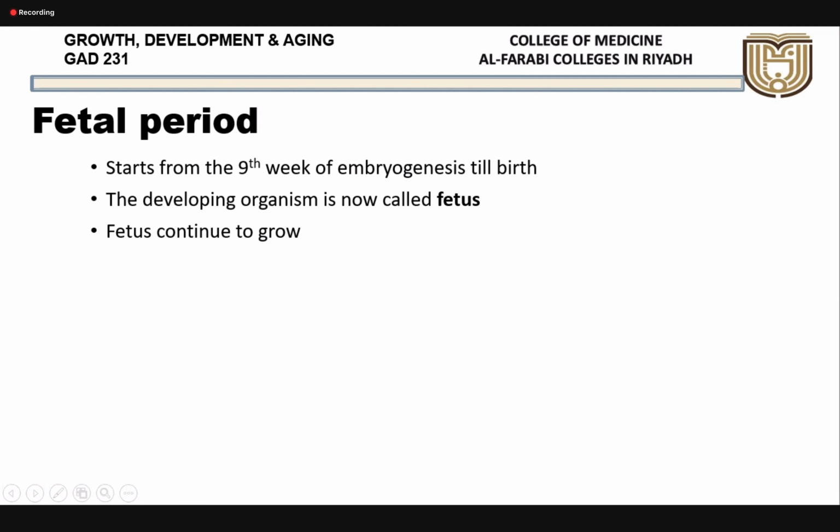The first 3 weeks will be the germinal period. Starting from the 4th to 8th week will be the embryo. Now it is called the fetal period, starting from the 9th week till birth. Okay, so this is the fetal period. Now we will study the fetal period in a very fast manner.